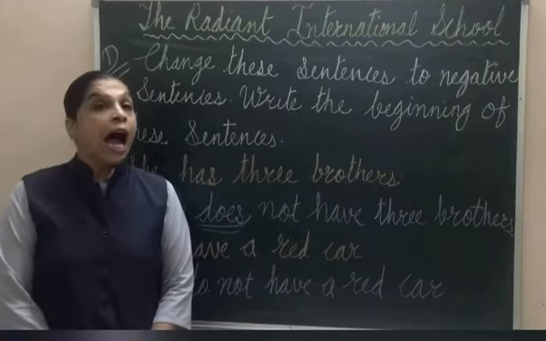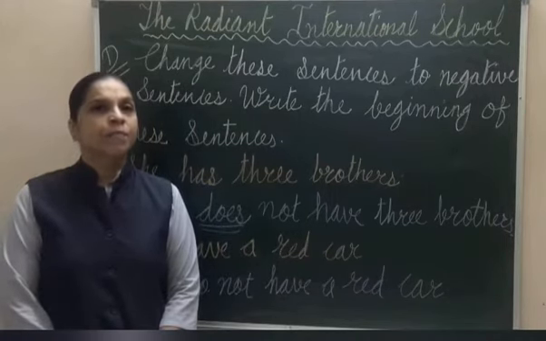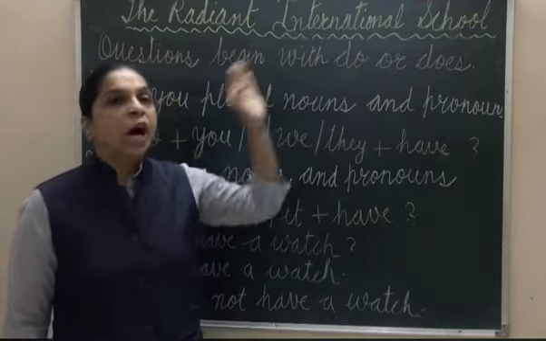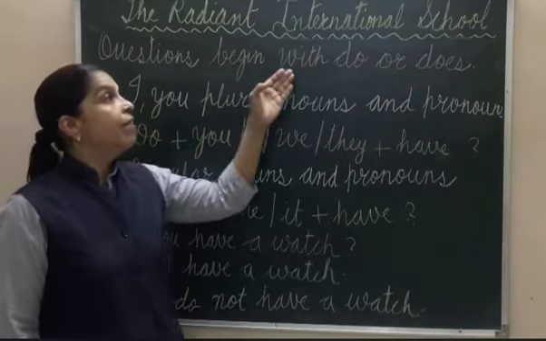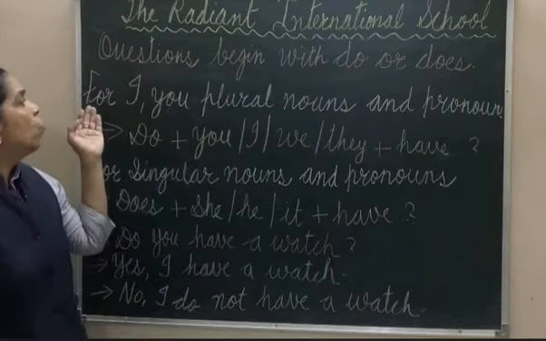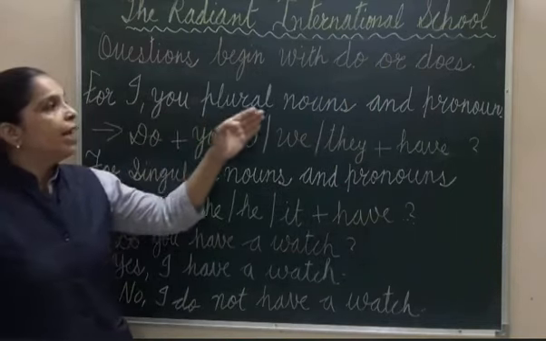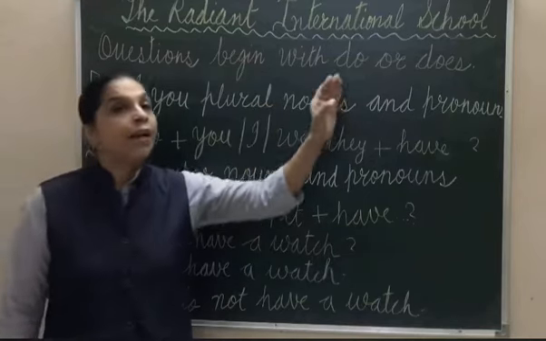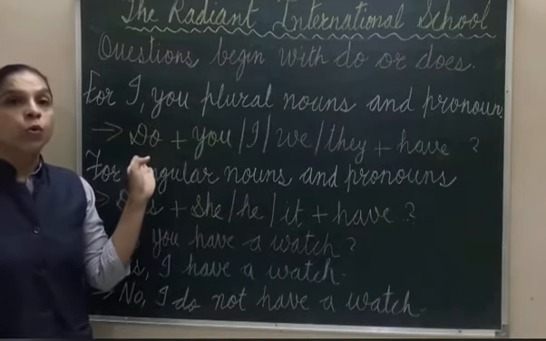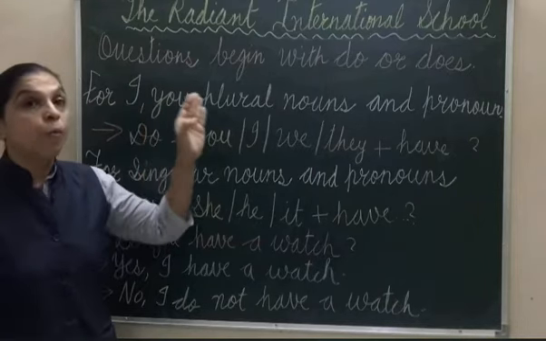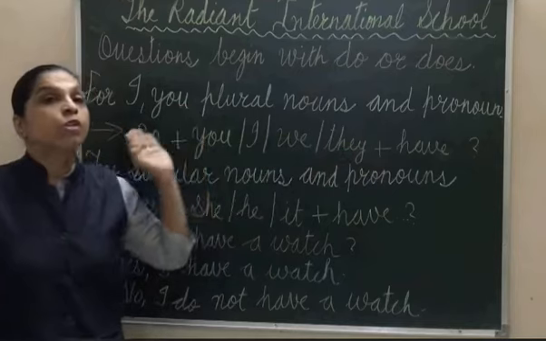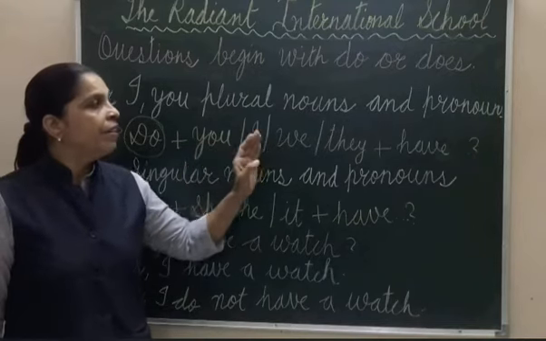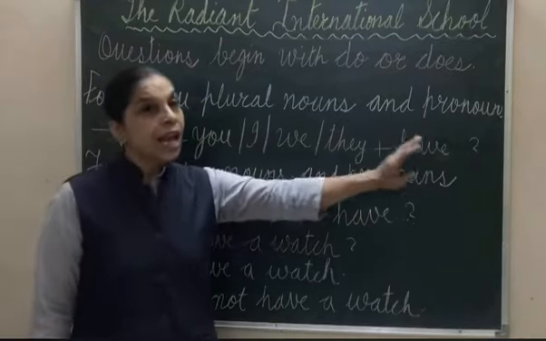Now you understood how we form the negative sentence? Okay. Now questions begin with do or does. Now we will learn questions begin with do or does. For I, you, plural nouns and pronouns, we will write do. जो I, you, plural nouns and pronouns, उसके लिए question कहां से begin होगा? Do से. Plus you, I, we, they, plus have.